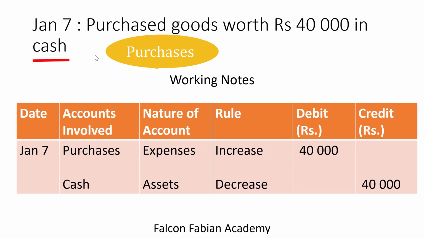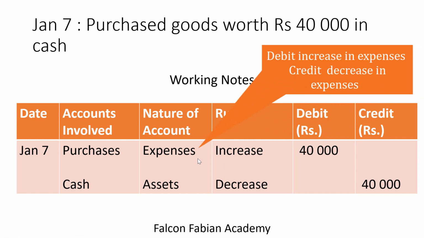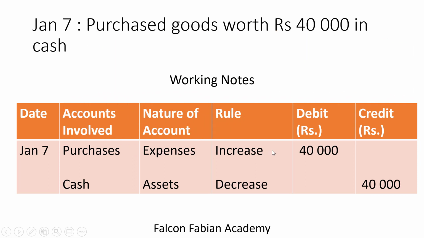Now let's do the workings. So you would leave a line and then write the date January 7th. The two accounts involved are purchases and cash. So purchases is an expense for the business. Therefore, in the nature of account, we've written expenses over here. And what was the rule for expenses? Debit increase in expenses and losses, and credit decrease in expenses and losses. Here, the business is purchasing goods. Therefore, there is increase in expense. So purchases account should be debited by 40,000.